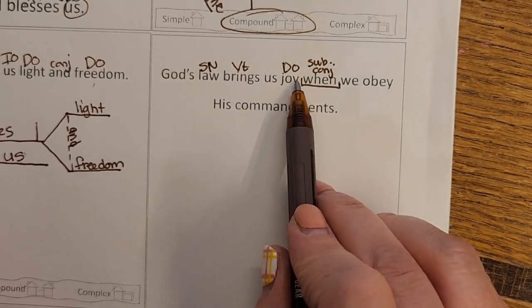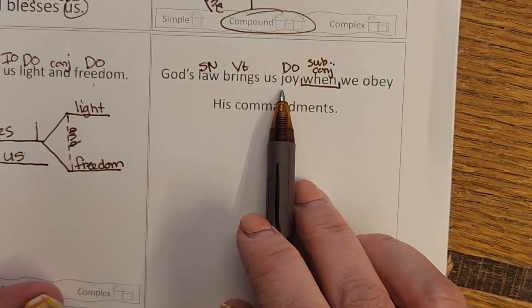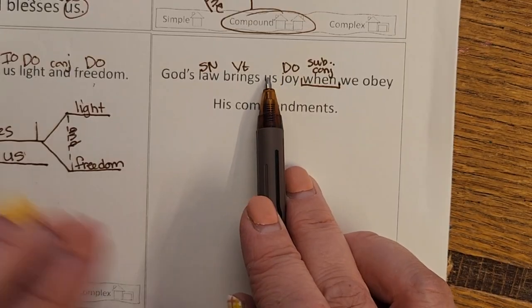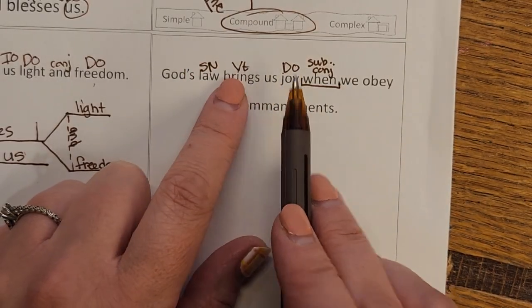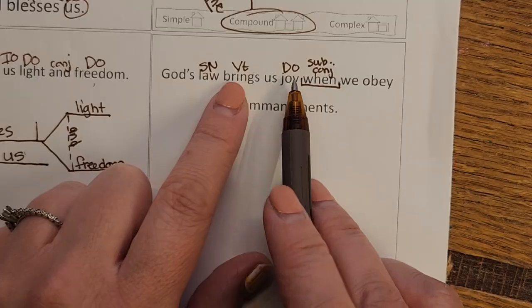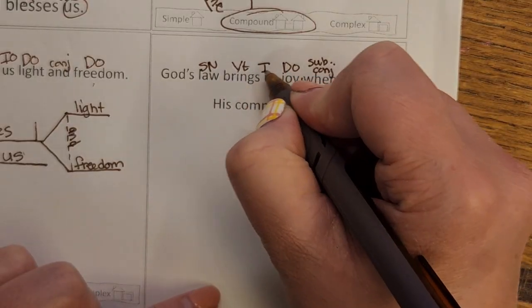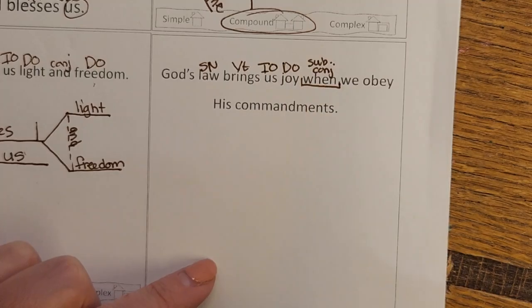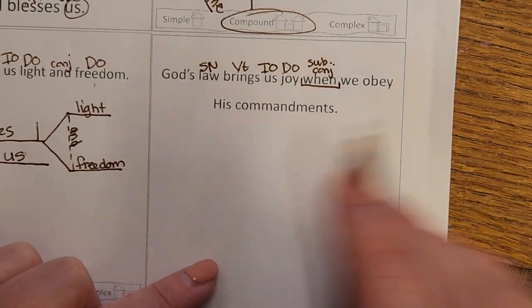Law brings joy to or for whom? Us. So is this a noun or pronoun? It's between the verb and the direct object? Indirect object. Yes, so it's an indirect object. Indirect objects have to be a noun or pronoun. Same with direct objects. So very good.